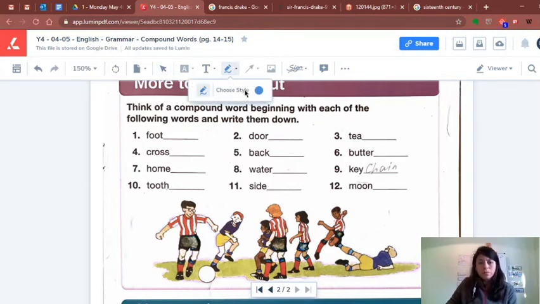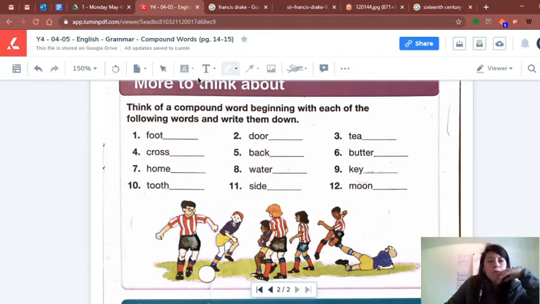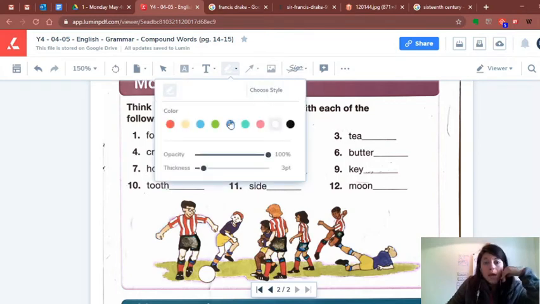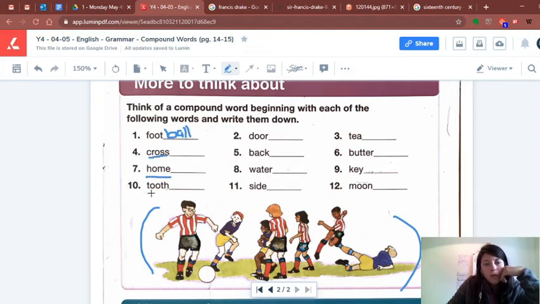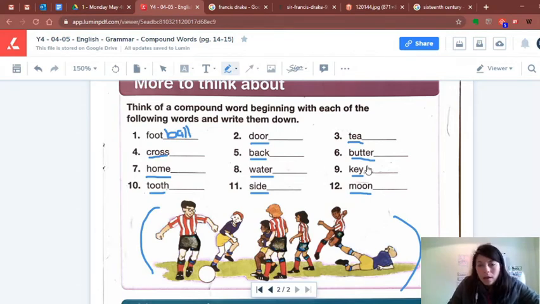But there's another part of this exercise where I want you guys to think. It says more to think about. So think of a compound word beginning with each of the following words and write them down. I'm going to take these first words and give them another word here. For example, what is this sport? We've all played it in class, sorry, at school, so we say it's football. And with cross, with home, with tooth, with door, back, water, side, tea, butter, key, moon, you have to create one word where you just add the compound. Let's think keychain, that's a good one.